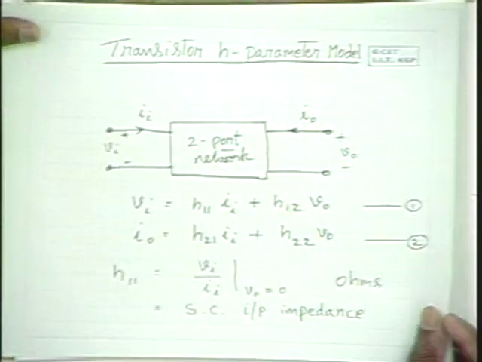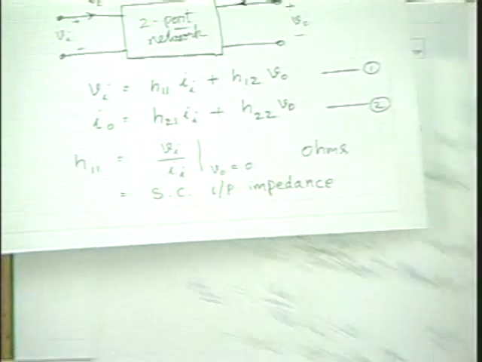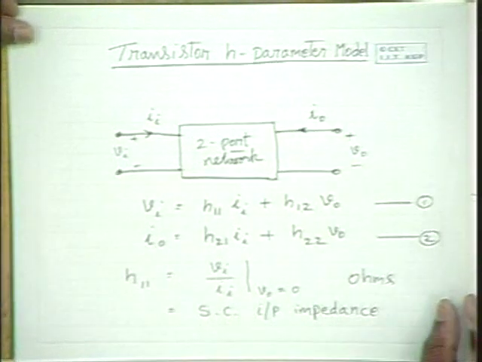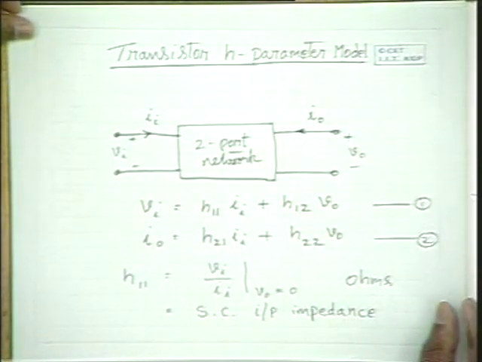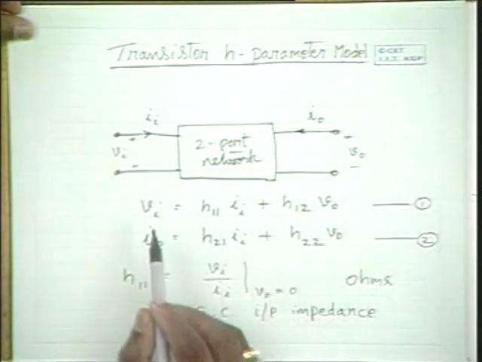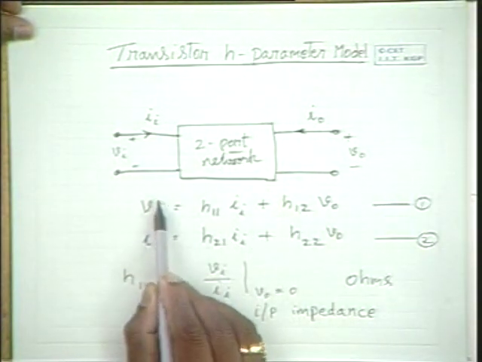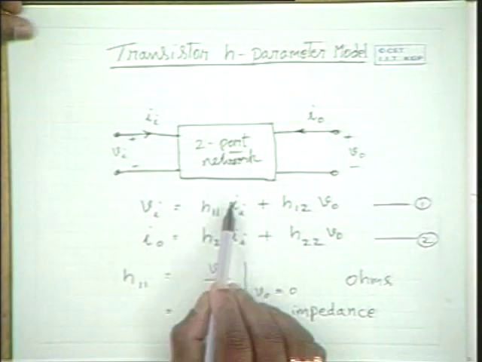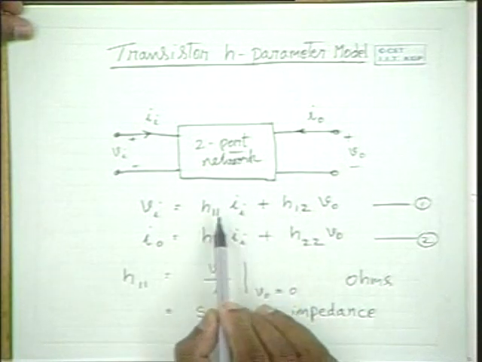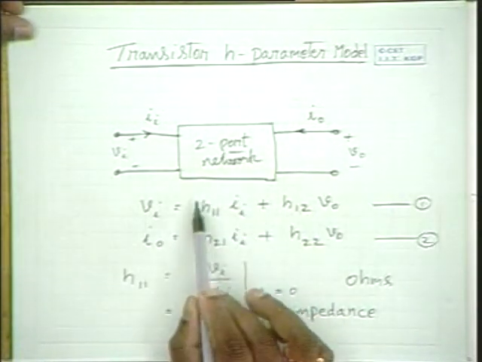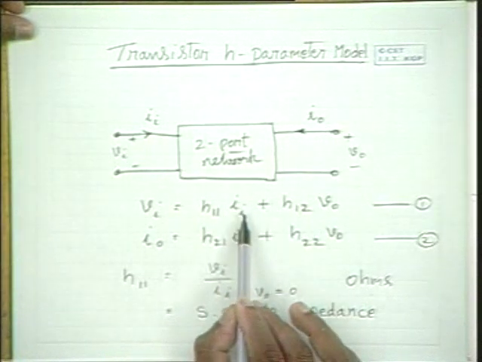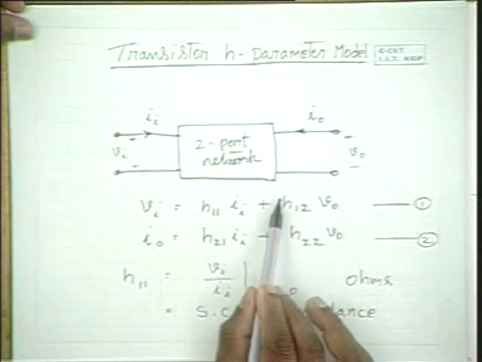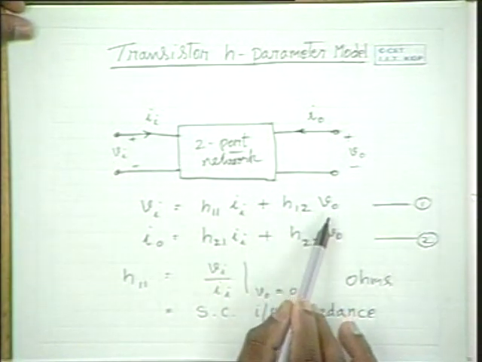Now let us obtain a circuit model from these equations. These are mathematical equations. Let us represent these equations in a circuit form. Now please note that here this input voltage Vi is expressed as a sum of two quantities. So this quantity is some voltage which is proportional to input current, and this quantity is a voltage source which is proportional to output voltage.